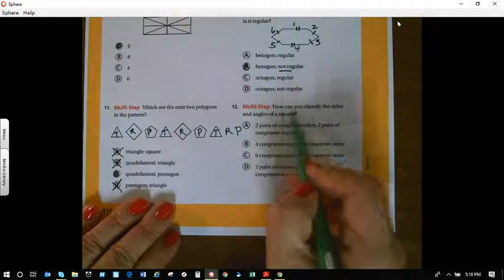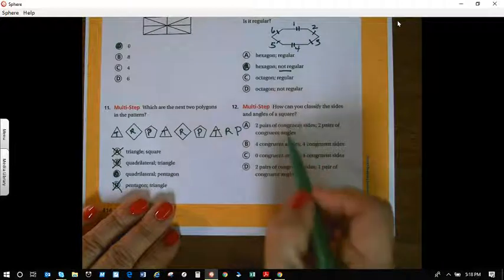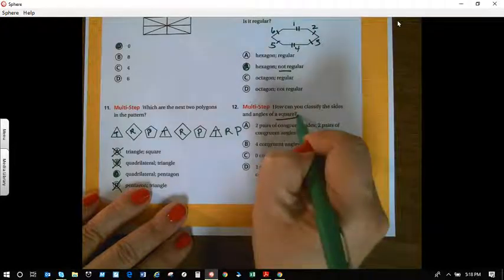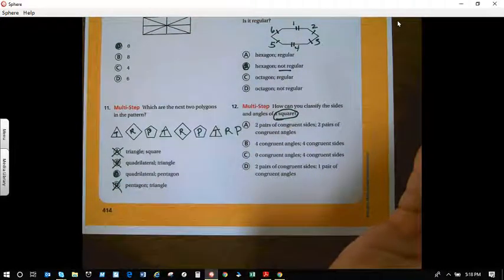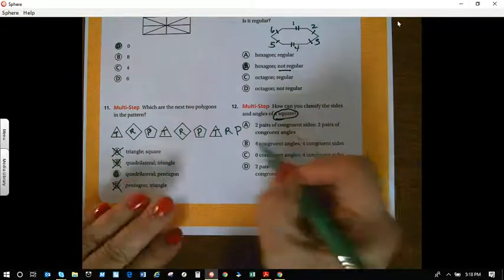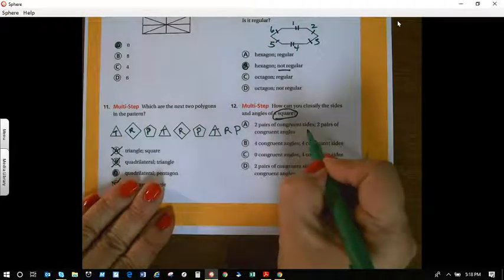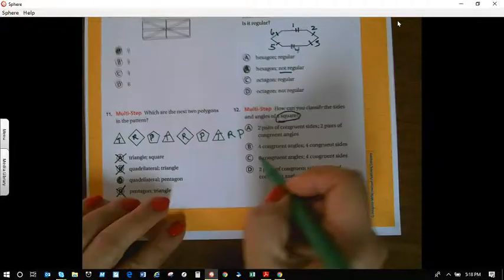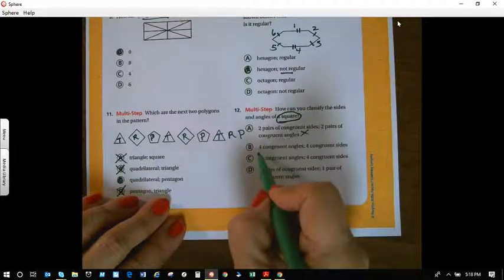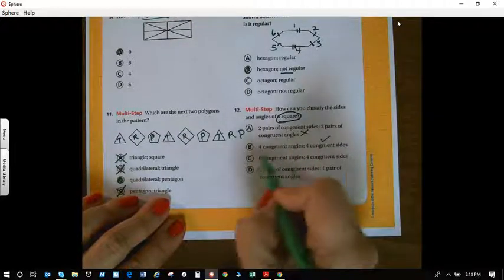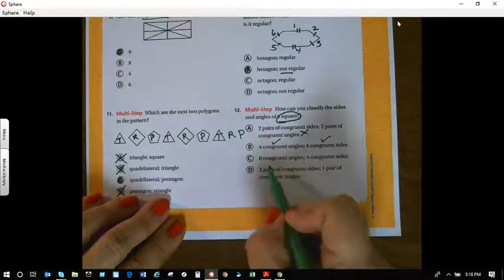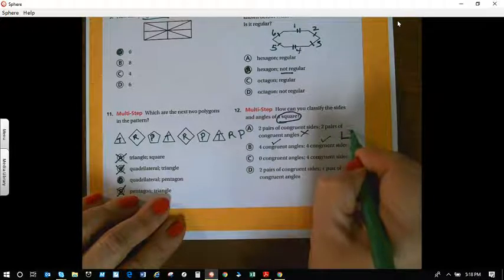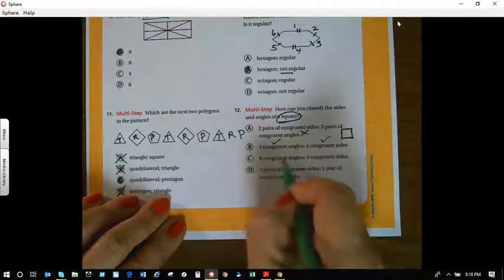Multi-step: how can you classify the sides and angles of a square? Well, we know that on a square all sides are equal. All sides are congruent, so I have 4 sides. Well, this has 2 pairs of congruent sides. No, that's going to be a rectangle that has 2 sets that are congruent. So here that's not going to work. 4 congruent sides, yes. 4 congruent angles, yes. 0 congruent angles, that's not true, because on a square it is 90-degree angles. They're all equal. So that's not correct.